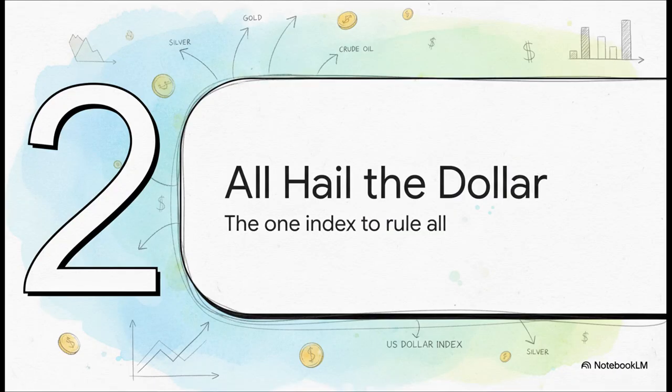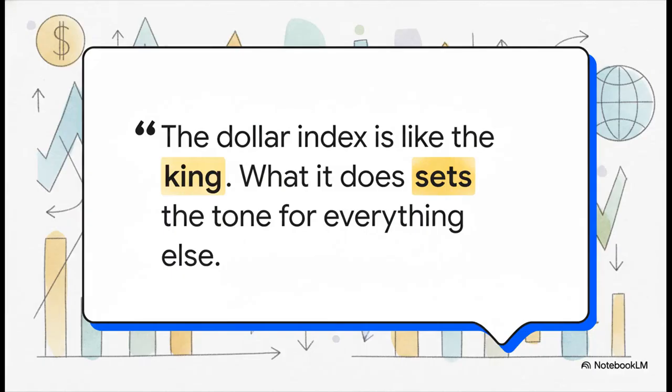Okay, so how do we solve this? Well, according to ICT, the answer starts with just one single market. Seriously, this is the key that's going to unlock the entire commodity puzzle for you. And here it is, the US dollar index. You've got to think of it like the king on the chessboard. What the dollar does sets the tone for pretty much everything else, especially when we're talking commodities.